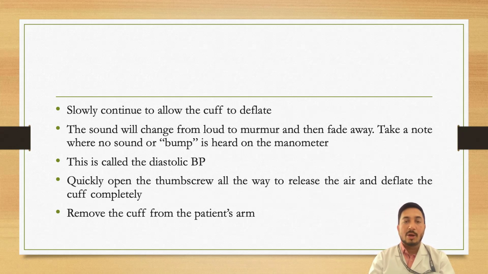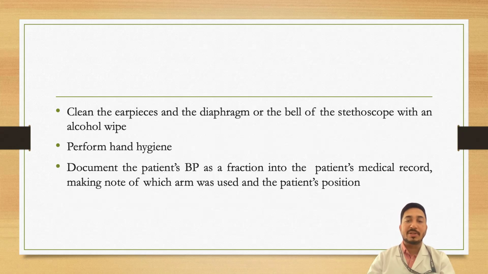All right. Now, once you have noted the sound disappear, quickly open the thumb screw all the way to release the air and deflate the cuff. Completely remove the cuff from the patient's arm. All right. Clean the earpiece and the diaphragm or the bell of the stethoscope with an alcohol wipe. Okay. Perform hand hygiene. Document the patient's blood pressure as a fraction into the patient's record. Okay. Making note of which arm was used and the patient's position, that means whether the patient was sitting or supine. Okay. And which arm was used.